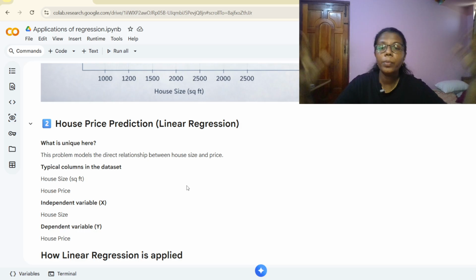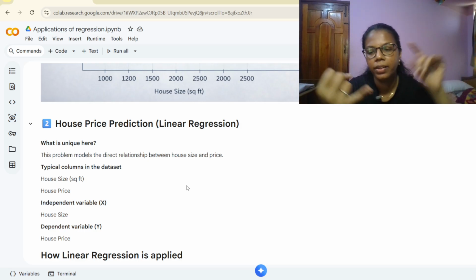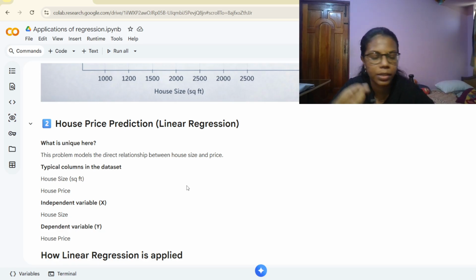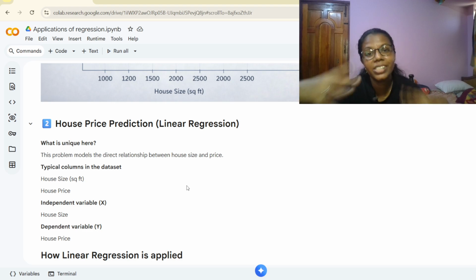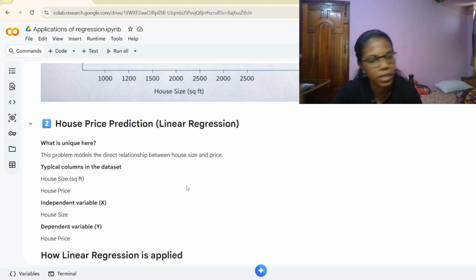But we do have so many ways to predict the house price. How? Based on the number of rooms, based on how far it is from the main city, how many facilities we have. Not just about the size.